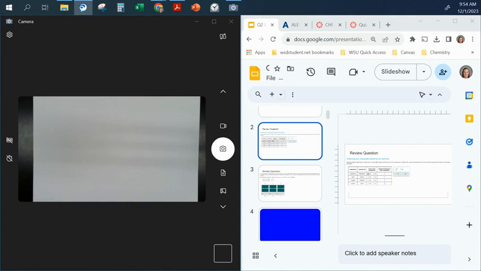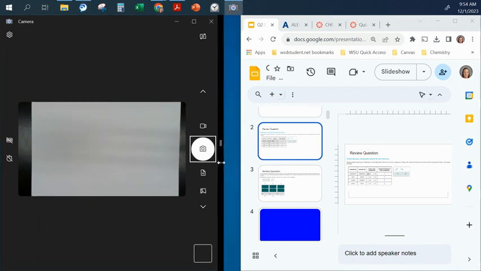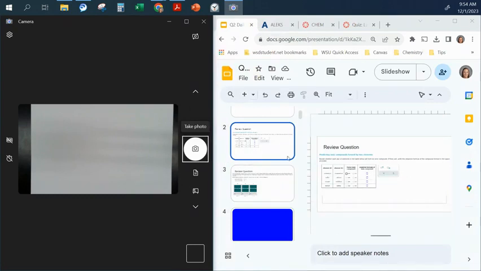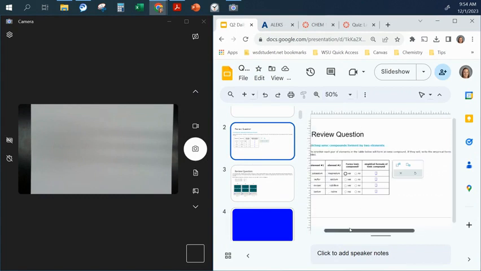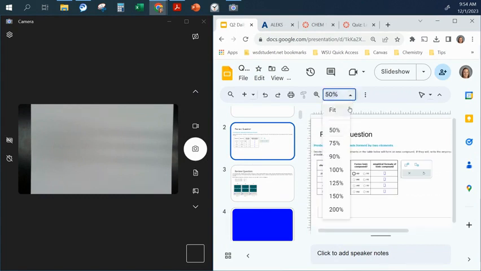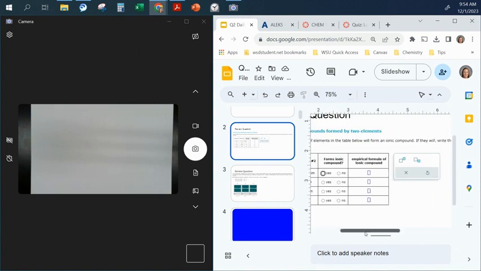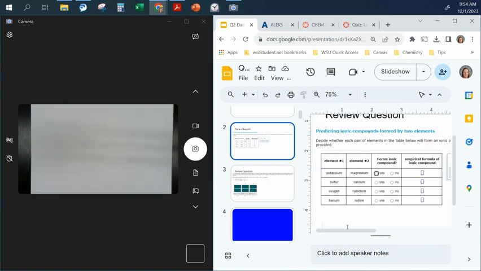Oh, this is really small. Let's see if we can get it bigger. I cannot see that. Hold up. That's a little bigger. Okay, that's kind of small, but hopefully we can see it a little bit.